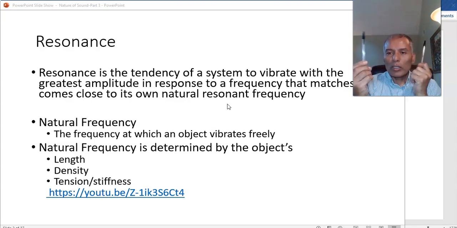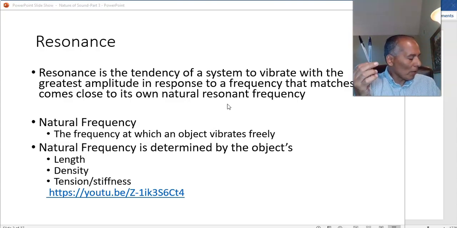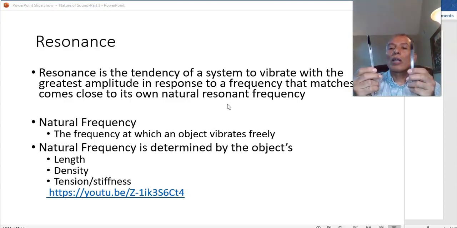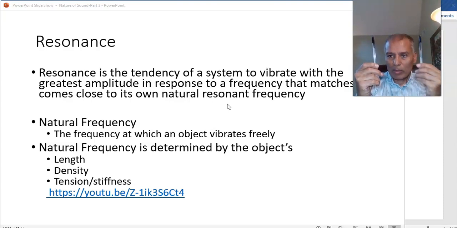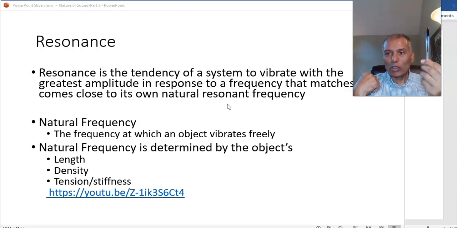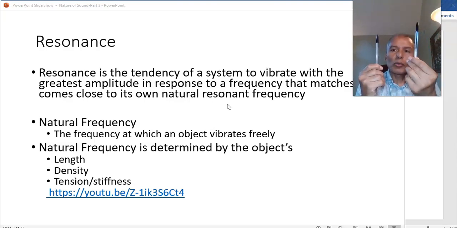But what if this is 90 hertz and this is 100 hertz? They are close enough. So as a result, this one is going to vibrate in response, to resonate. So we call this the resonator, and we call it the mechanical resonator. I'll explain more. But it is not going to give me 100%. It will not give me the greatest amplitude, the greatest loudness.